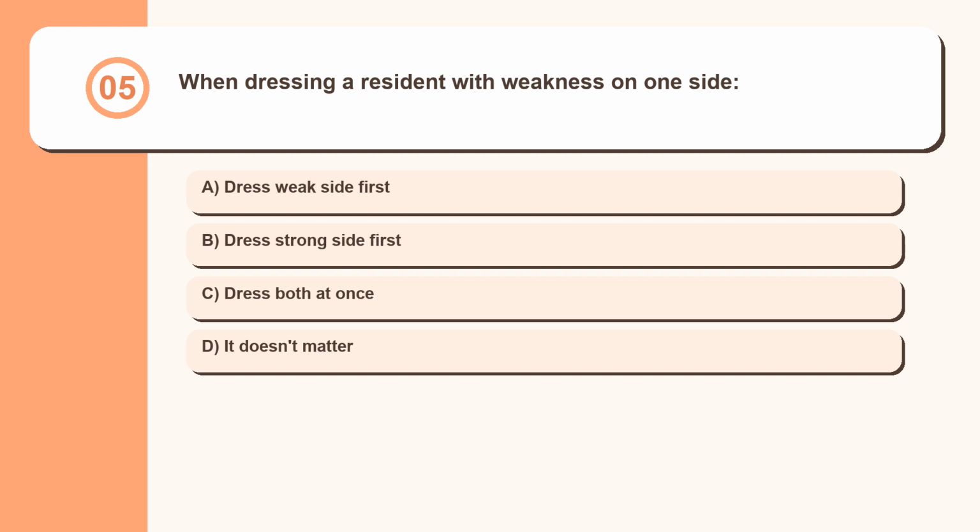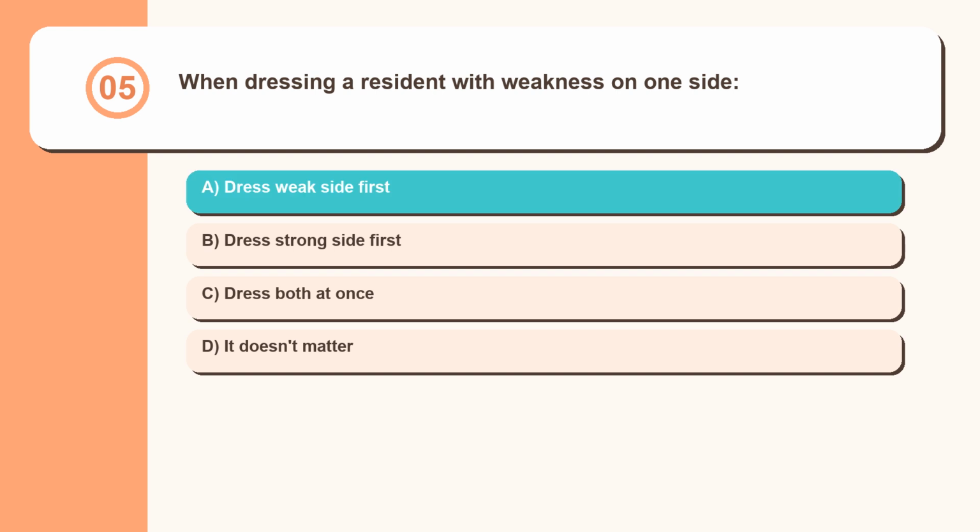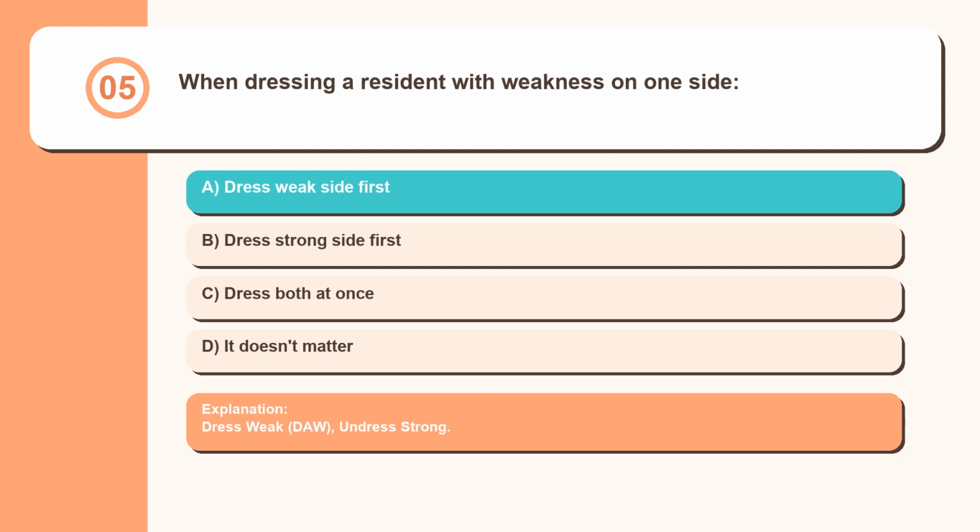Question 5. When dressing a resident with weakness on one side, dress weak side first. Dress strong side first. Dress both at once. It doesn't matter. Dress weak, undress strong.